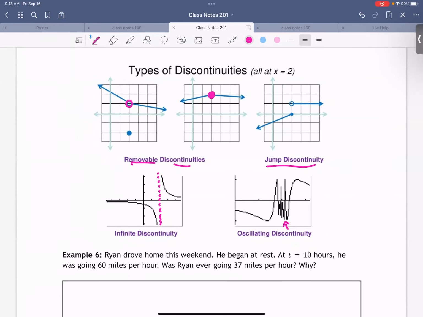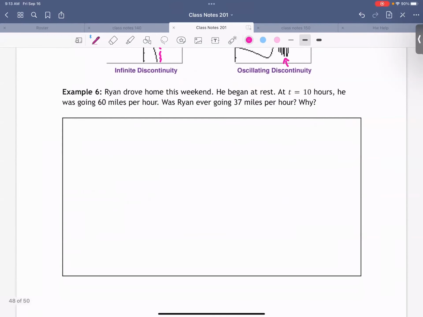Next, I want to talk about some applications of continuity. There's a very specific thing that continuity brings rise to, and we'll talk about this real quick. So let's take a look at this example. Ryan's my husband, by the way. He drove home this weekend. He actually didn't. He was at home.